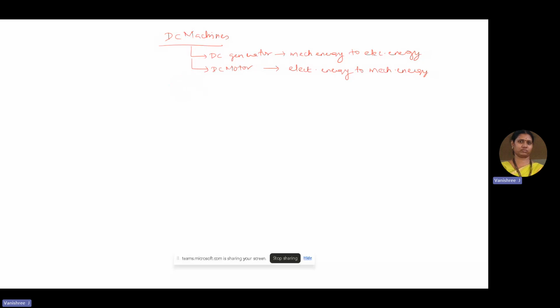Now let us see the construction of the DC machine. Coming to construction of a DC machine, it has a yoke which forms the outermost covering of the machine. Within the yoke, we have the field coils, field windings, field poles, and armature. So yoke is the outermost covering.